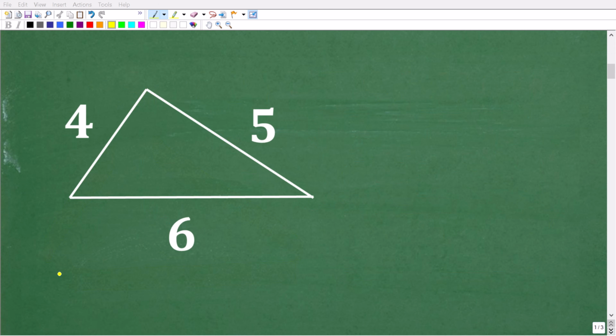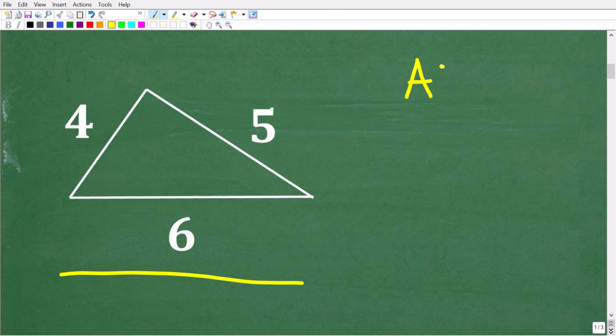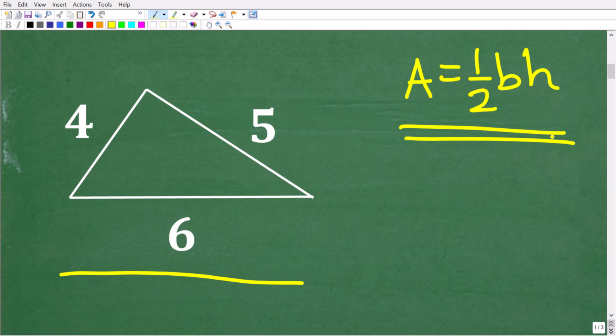Let's try the obvious approach to solve this problem, and that is to use the formula area is equal to 1/2 base times height. Now, a lot of you might be saying, Mr. YouTube Math Man, maybe we could use this formula because all we need here is the height, and maybe we can figure that out. And that is logical. So let's go ahead and take a look at this.